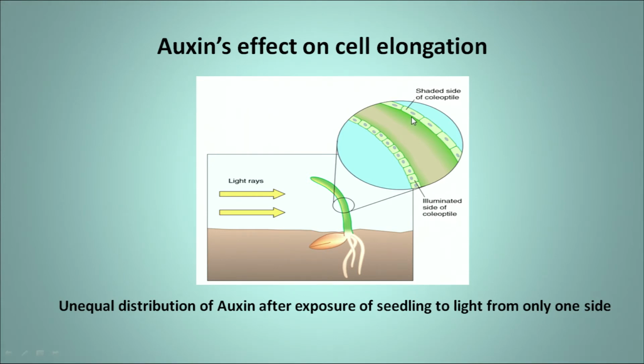Therefore, the concentration of auxins here is much more compared to the side which is exposed to light. And because of the higher concentration of auxins on this side, the size of the cells, you can see, has elongated compared to this side, because of which the tip, you can see, is moving towards the light. So, this also explains phototropism in plants. This bending towards the light is because of the auxins that have increased the size of the cells on the opposite side.